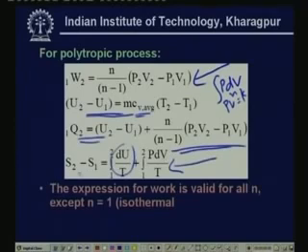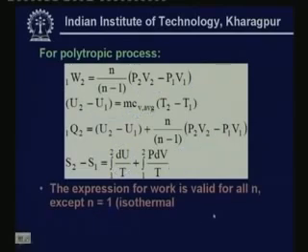And you can get an expression for S2 minus S1, and this equation is valid for all n except n equal to 1. So when n is equal to 1, obviously you cannot evaluate this. In such a case, n equal to 1, the process becomes isothermal, and as we have seen, we know how to evaluate work transfer for an isothermal process.